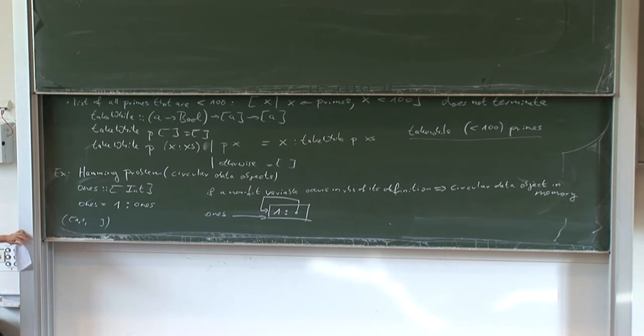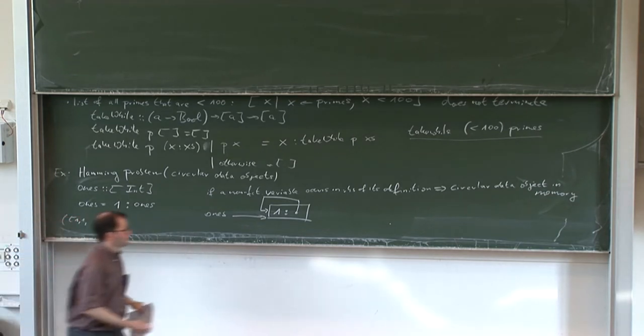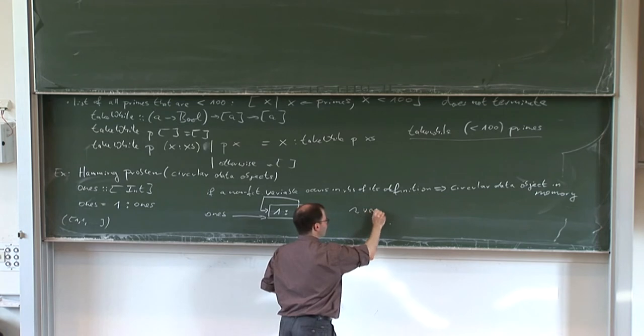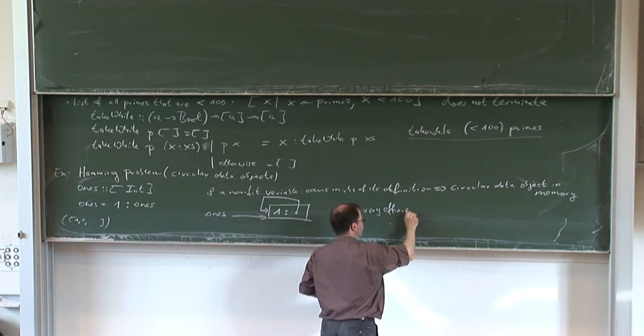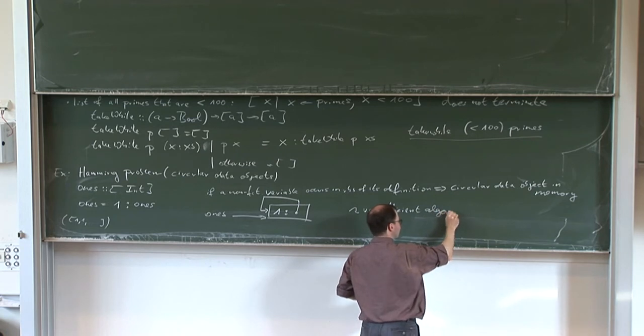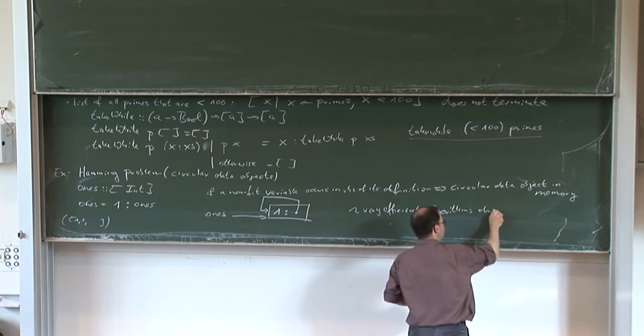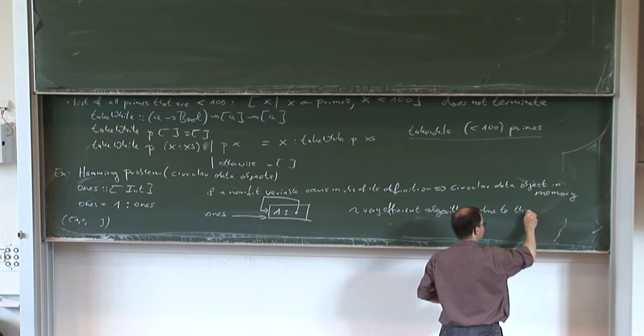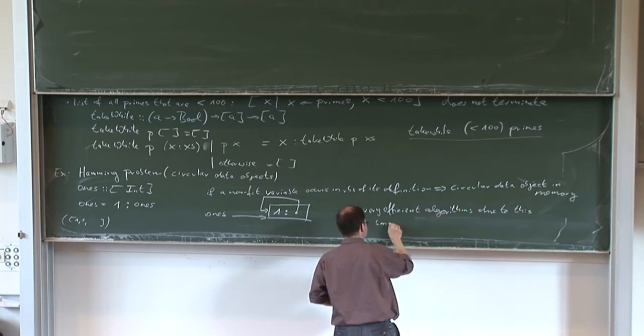So as you can see, this does not consume a lot of space. It's just a pointer to itself. And the advantage of these circular data objects is that since the representation is extremely small, you don't need much memory, and in particular, algorithms which manipulate these circular data objects also work very efficiently. So this can be used for very efficient algorithms due to this small representation.